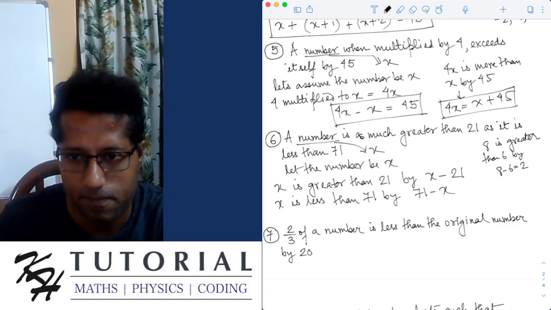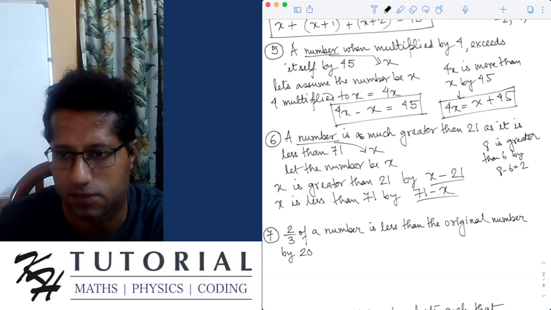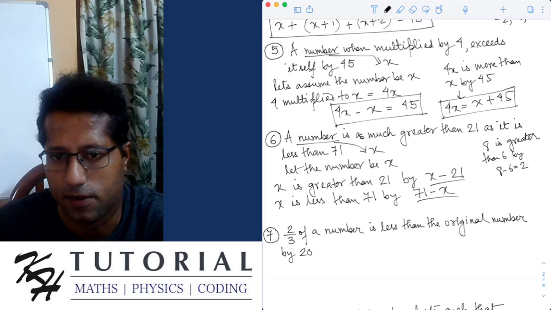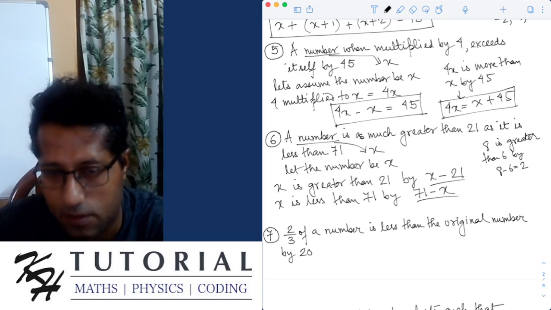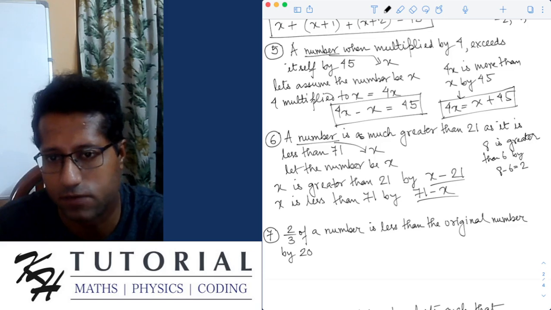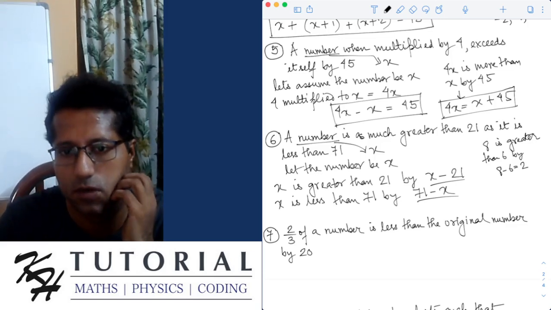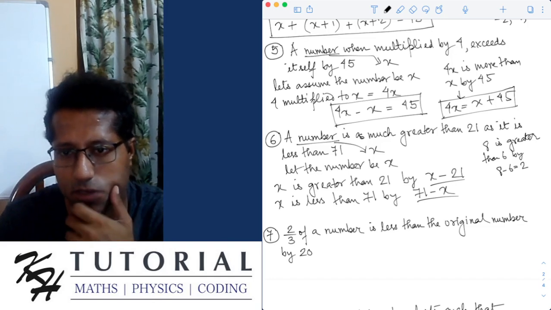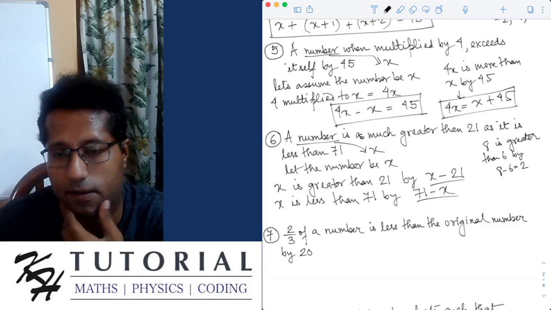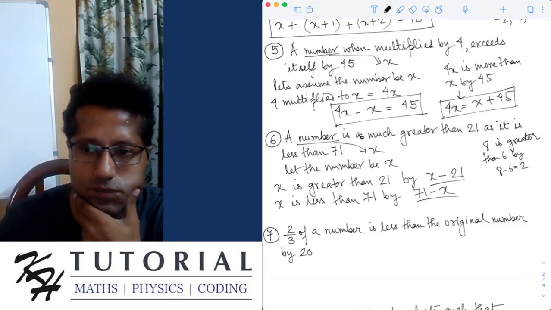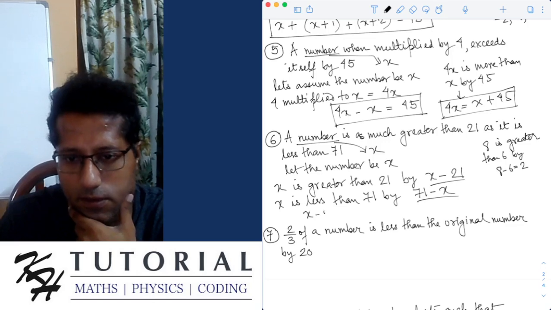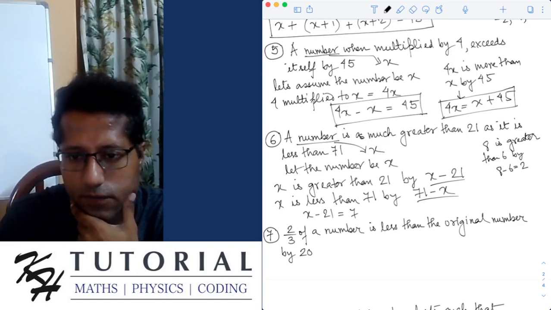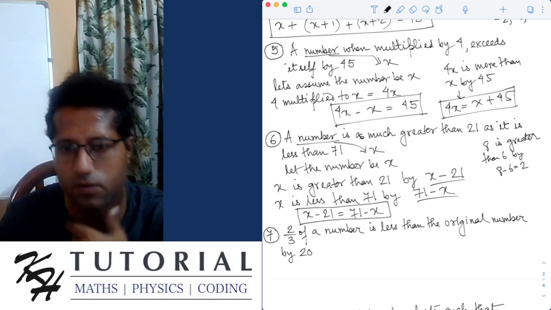Now it is saying that these two numbers are same. Why? Because it is saying that a number is as much greater, that is the difference of that number from 21 is same as the difference of 71 from that number. So the difference of 71 and the number is equal to the difference of that number and 21. So now we can say that x minus 21 equals 71 minus x. So this is the linear equation that we have formed.